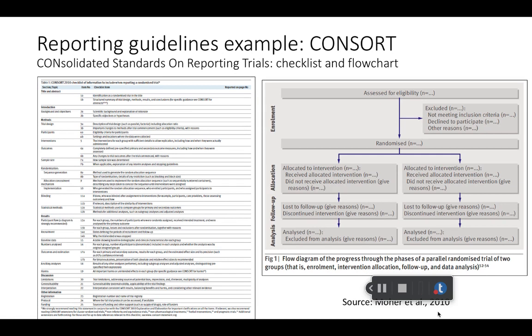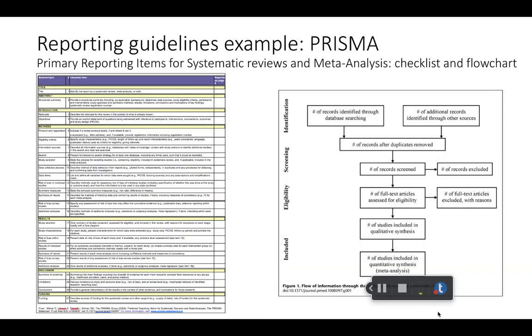Another example, this is the reporting standard for randomized controlled trials called CONSORT. And here, authors are expected to complete this checklist, that is to report all of the items on the checklist on the left, and to provide a completed flow chart showing how participants moved through the study. And the last example is called PRISMA, which stands for the Preferred Reporting Items for Systematic Reviews and Meta-Analyses. Another checklist that authors are expected to complete, and another flow chart, this time showing how records or documents related to research flow through a systematic review.